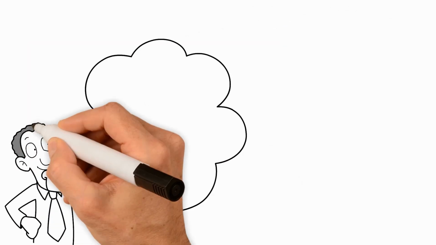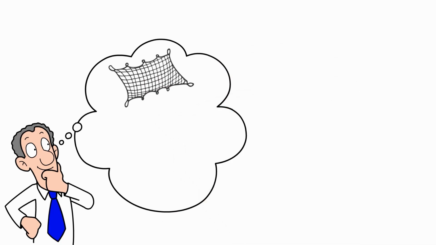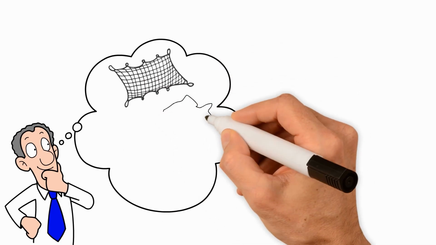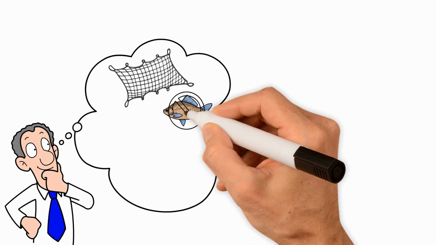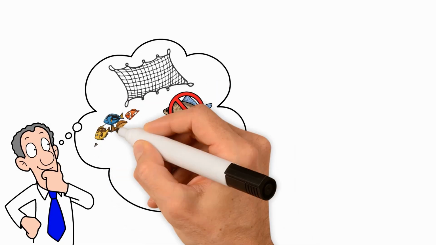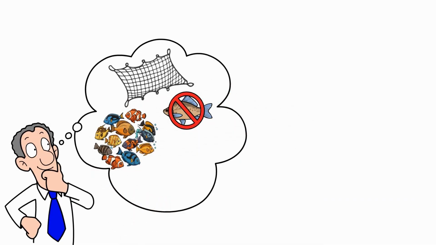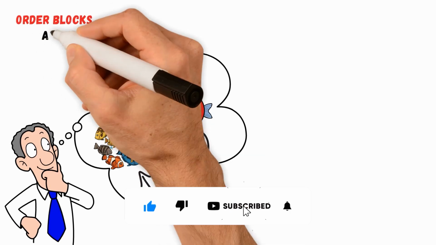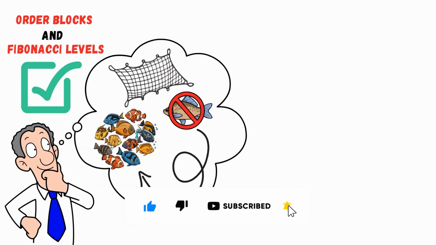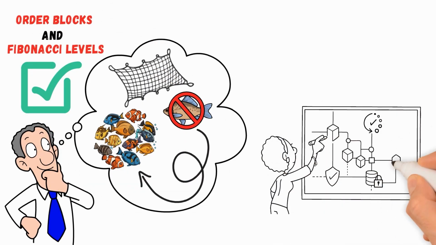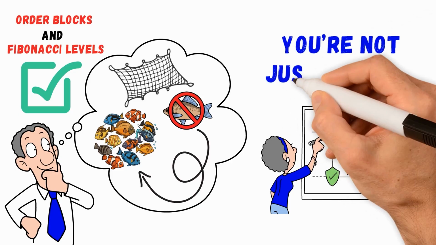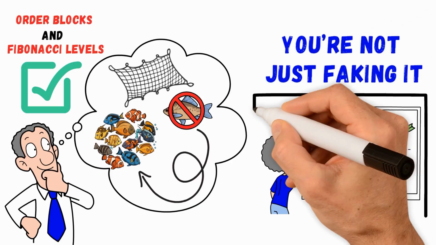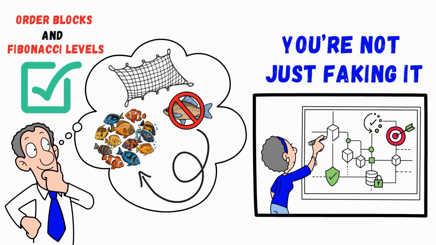Think of it like fishing. You can cast a wide net and hope for the best, maybe catch a small fish, maybe reel in nothing. Or you can zero in on a specific area swarming with fish. That's where the real catch lies. Order blocks and Fibonacci levels work the same way. By pinpointing high probability setups, you're not just faking it, you're arming yourself with a targeted strategy that gets results.